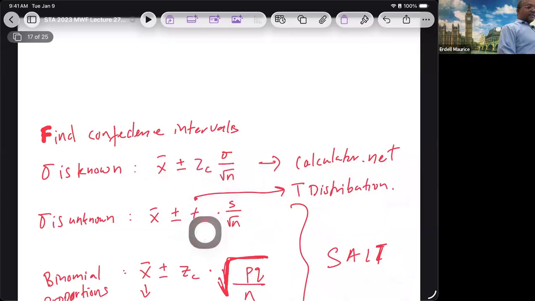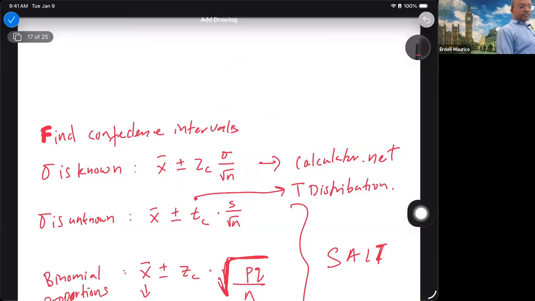Find all of the Z's and T's. You can do all of them in Excel, right? You use the T distribution for 7.2, and for the other two, use the Z distribution. I just showed you how to do it a second ago. Remember, for the T distribution, you also need the degrees of freedom, which is equal to n minus 1. Any questions there? So each of them are slightly different.